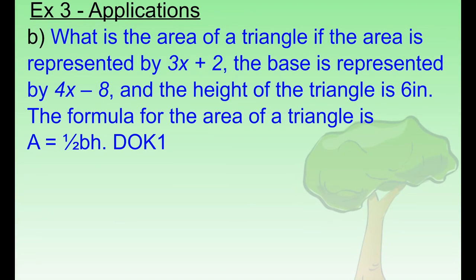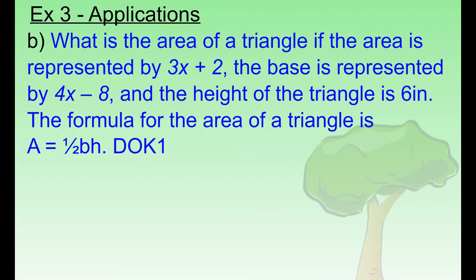Here's one for you to try. It says, what is the area of a triangle if the area is represented by 3x plus 2, the base is represented by 4x minus 8, and the height of the triangle is 6 inches. The formula for the area of a triangle is area equals 1/2 base times height. So pause the video right now, try this on your own. When you're ready to continue, hit play, and we'll go through it together.